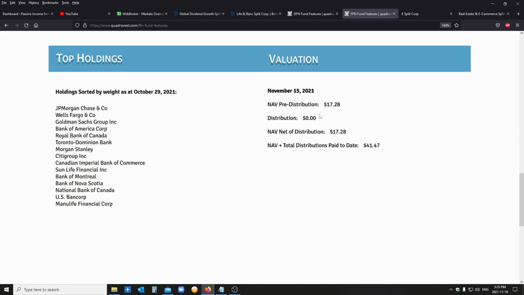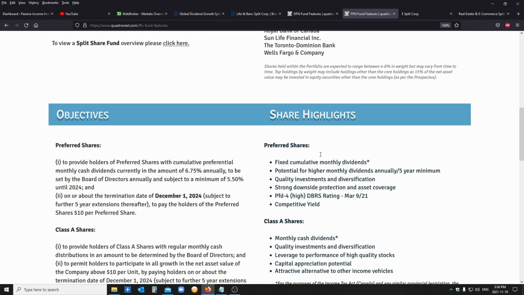So if you scroll down, once again, you could see the unit NAV here, 17.28. So it's just $2.28 above that $15 threshold. The unit NAV is pretty close to 15, and there's concentration risk. So this is one that I would consider a higher risk, higher reward split fund, right?